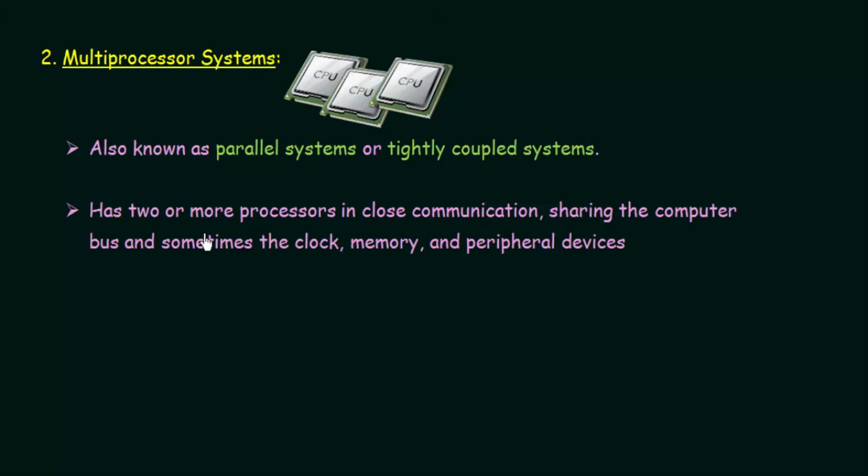So that is why we say that they are in close communication and they also share the computer resources that we have. Now let us see what are the advantages of having these multiprocessor systems over single processor systems.